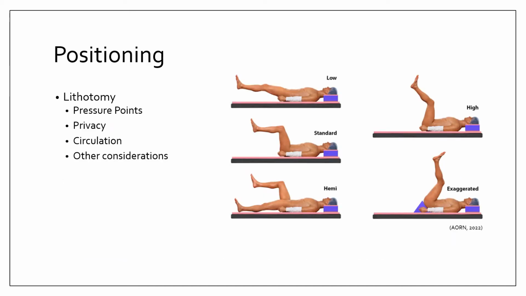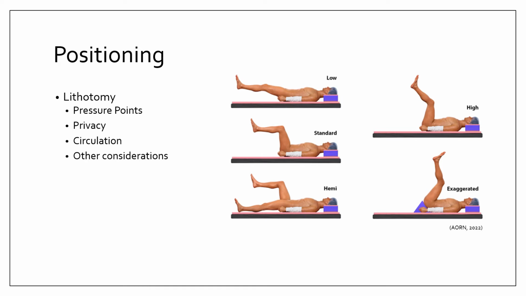So positioning for most of these cases is lithotomy. Like I said, there are different degrees of lithotomy. You can be in very low lithotomy, standard lithotomy, a hemilithotomy where one leg is up and one leg is down, which is not ideal for the patient. There's high lithotomy. And then as you can see in the very bottom, there's a very exaggerated lithotomy.